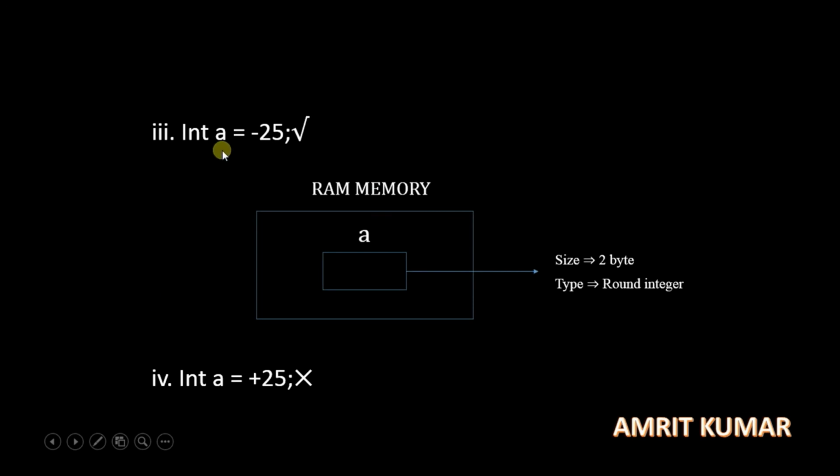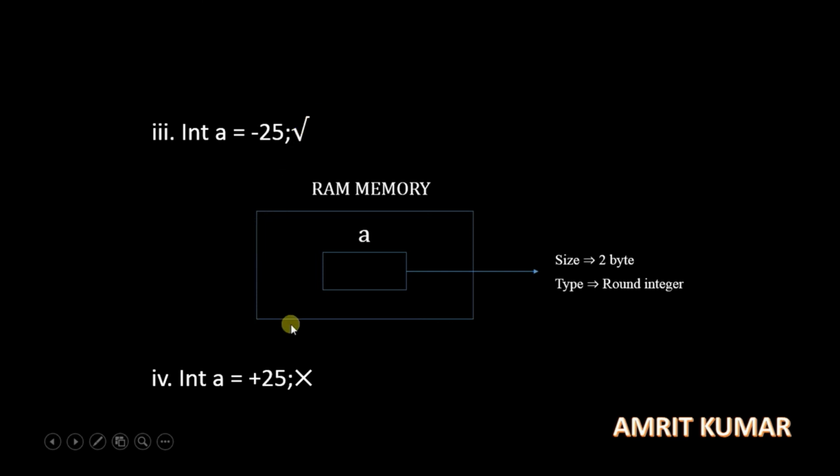Another example, if we say int a equal to minus 25. So a is that variable which is going to store the int data type and whose size is 2 bytes in the RAM memory. Here you can see it will store the value minus 25 in it. So this is also the right way of representing an integer.